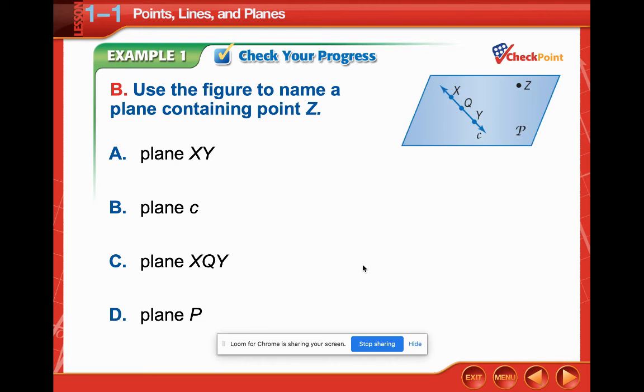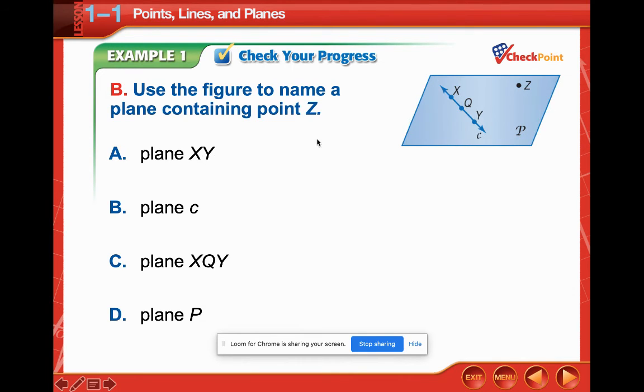All right. Hopefully you were able to figure it out. Use the figure to name a plane containing point Z. So remember, when you name a plane, you can either name it with a large capital script letter that is on the plane, and for that one it would be plane P, okay? Or you could use 3 points that are non-collinear, okay?